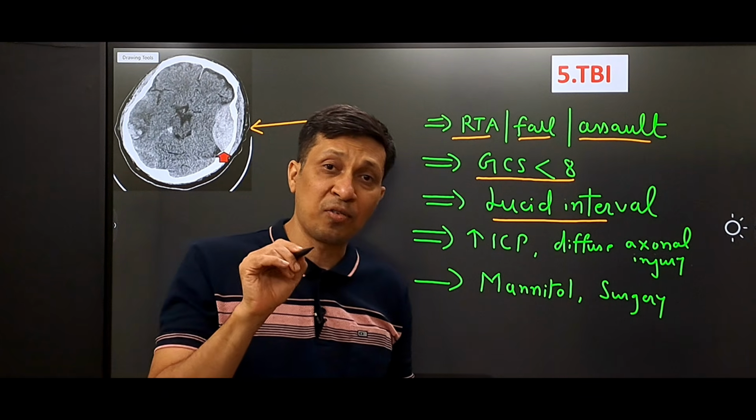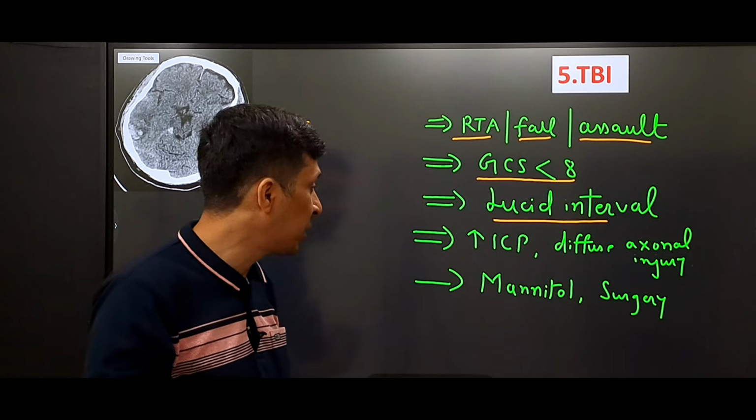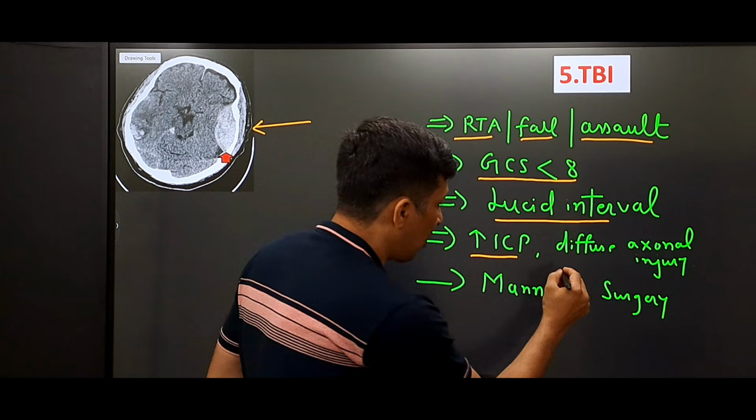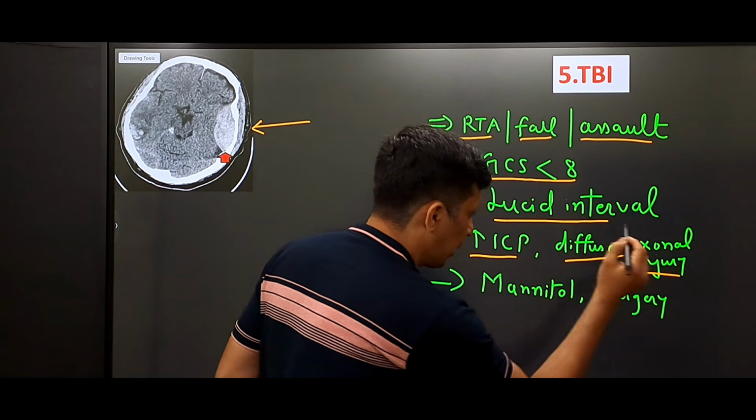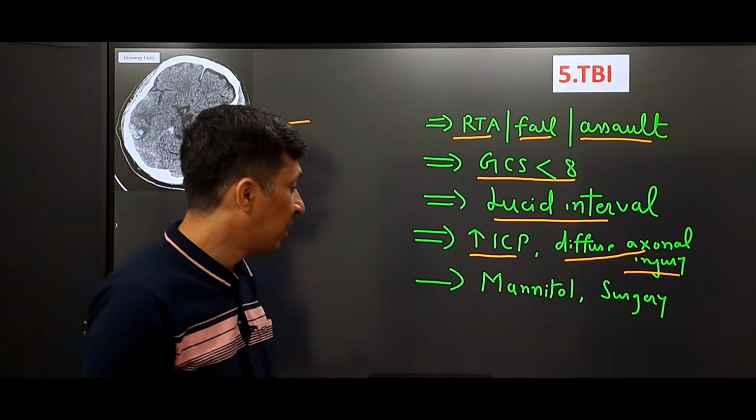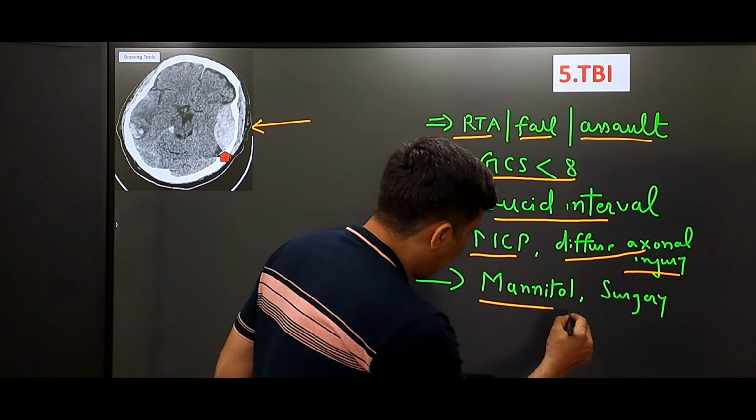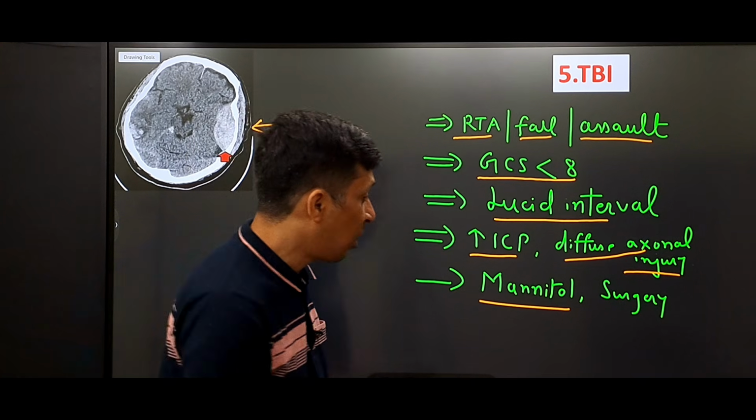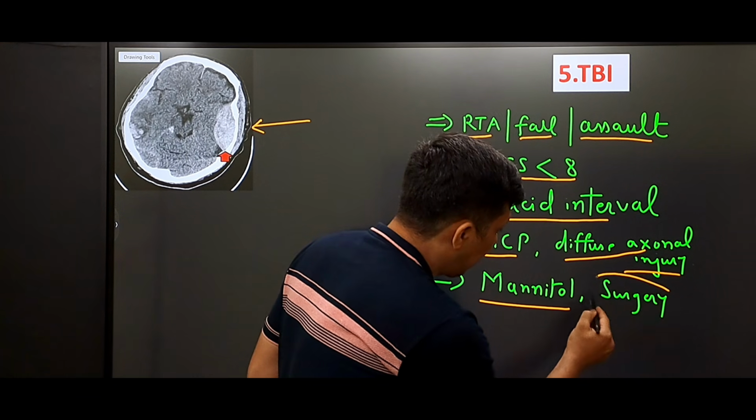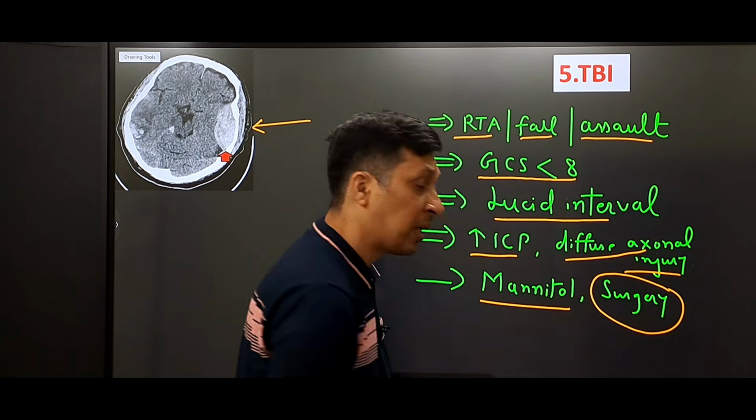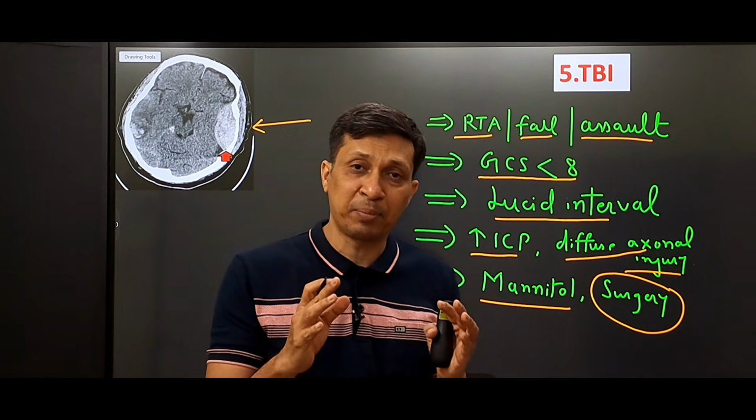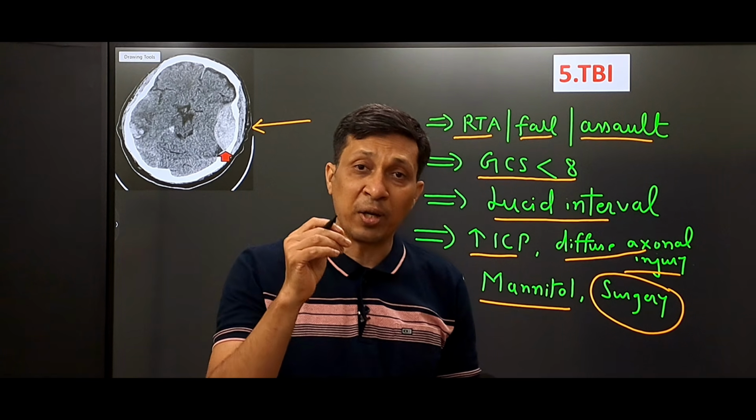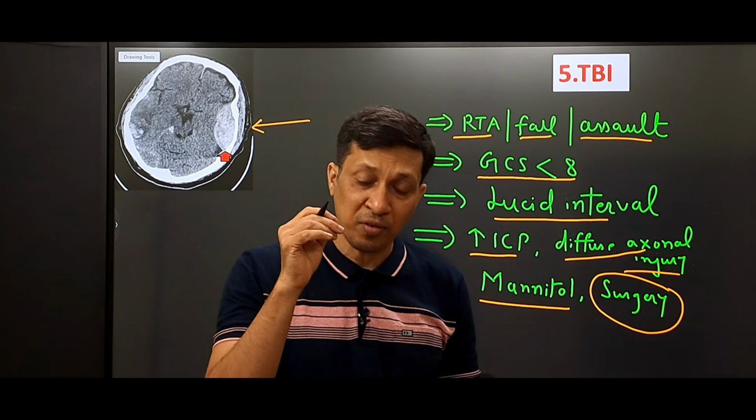What are the causes of unconsciousness in traumatic brain injury? There can be either increased intracranial pressure or diffuse axonal injury. And here a drug called mannitol can help the patient by decreasing the intracranial pressure, or there can be a surgery called decompressive craniotomy that can also help the patient in this condition. So friends, these are the 5 important and most common causes of unconsciousness.